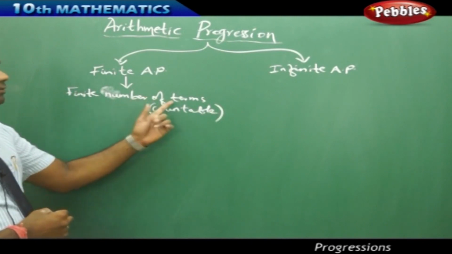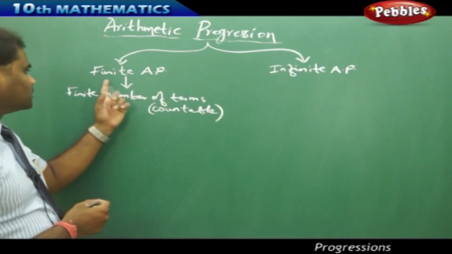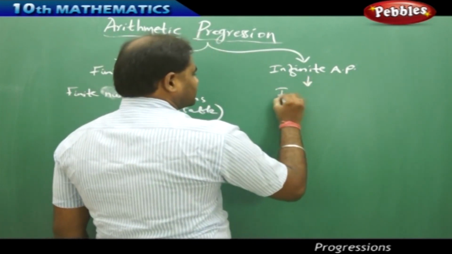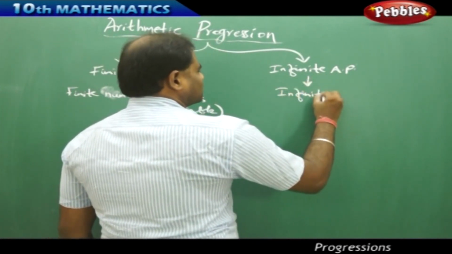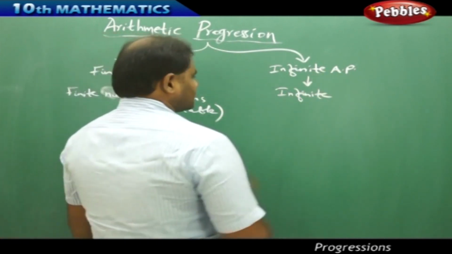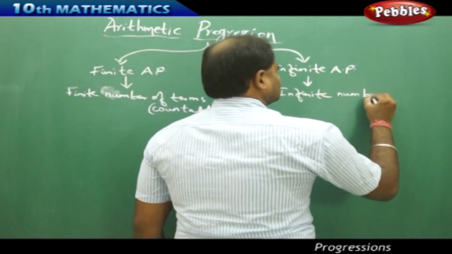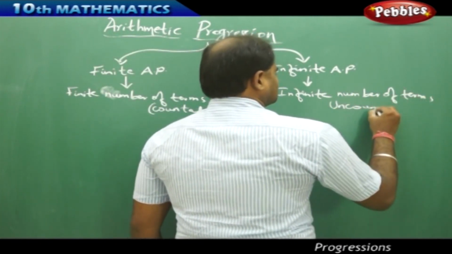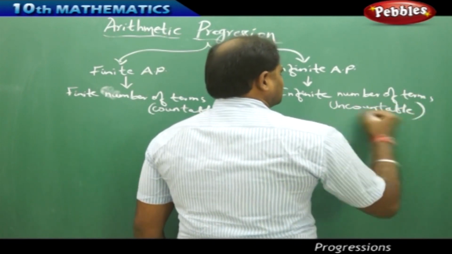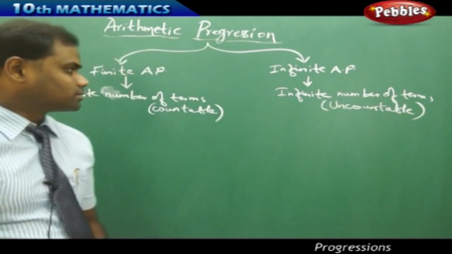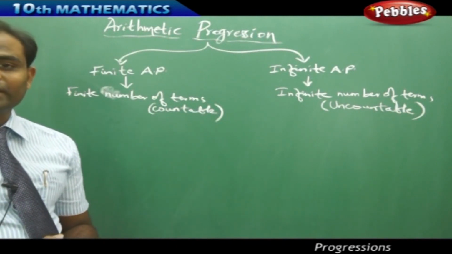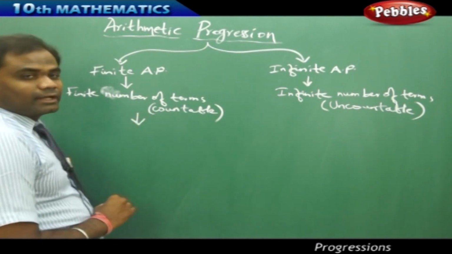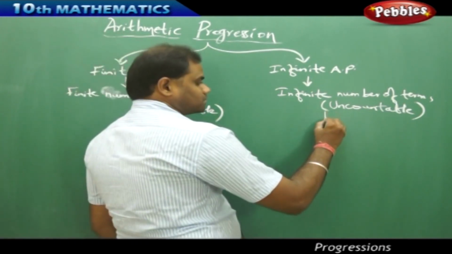So the finite number of terms which are countable are said to be finite arithmetic progressions, and in infinite arithmetic progression there are infinite number of terms which are uncountable, very large. Infinite number of terms which are uncountable is what we identify the difference between finite and infinite. So let's take an example to understand the finite and infinite arithmetic progressions.